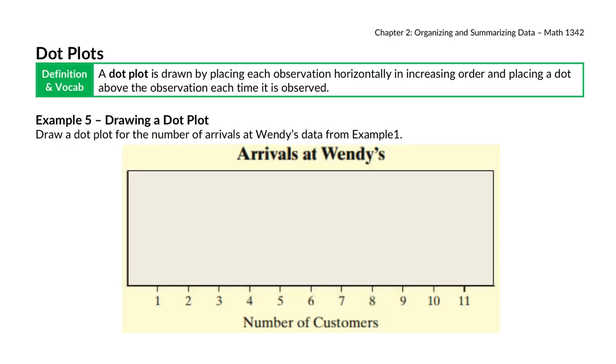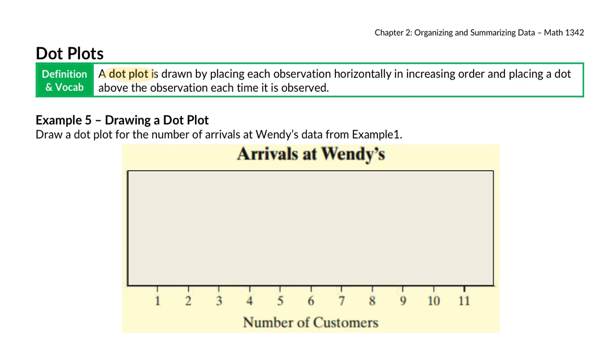The other type of data you can use to display continuous data is called a dot plot. I personally have not seen these used a lot, but you totally can use them. You make them by placing each observation horizontally in increasing order, which I've done for you. Here's the number of customers from the Wendy's example. And then placing a dot above the observation each time it is observed. So it's kind of like your tally mark, but your tally mark put immediately into a dot plot.